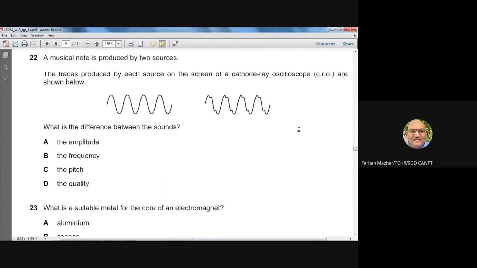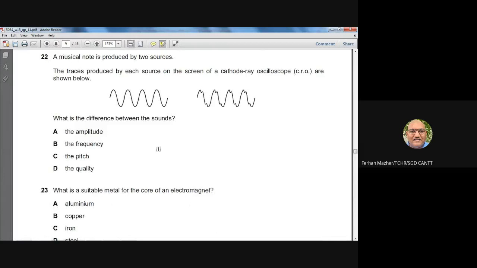Question number 22. A musical note is produced by two sources. The traces produced by each source on the screen of a cathode ray oscilloscope, CRO, are shown below. What is the difference between these two sounds? You can see these two sounds have the same time period, so they have the same frequency. Their amplitude is the same, so the loudness is the same. If their frequency is the same, they will have the same pitch.